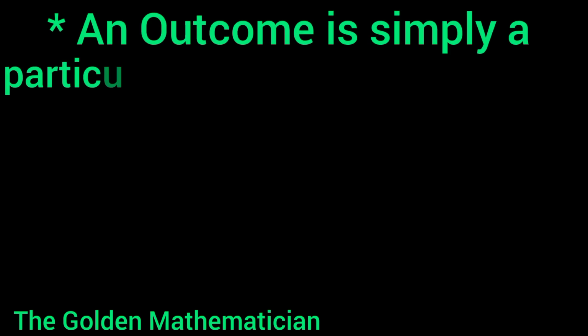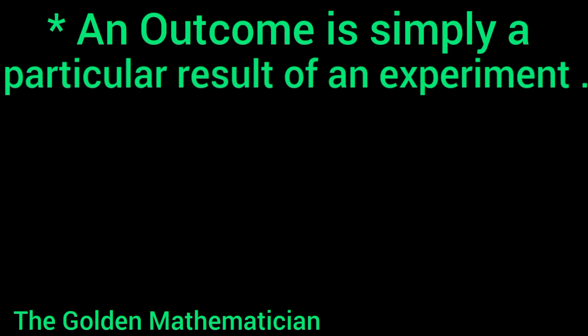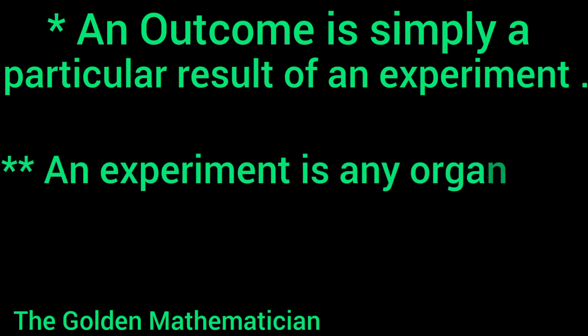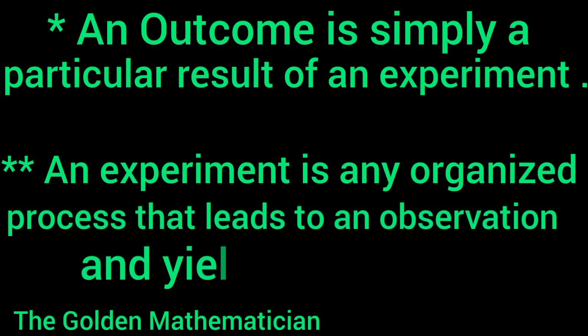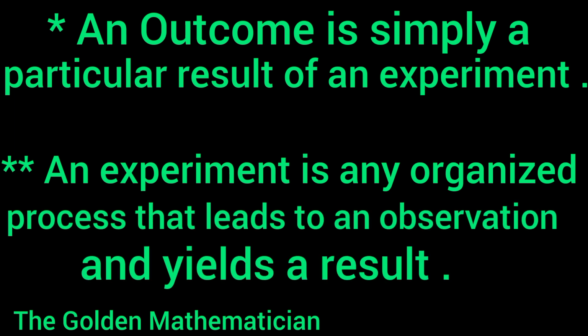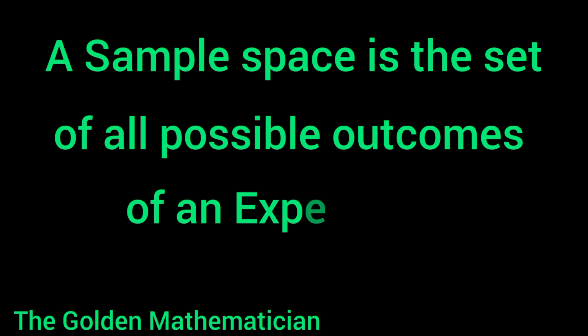Before we go further, I would like you to get familiar with the following terminologies. An outcome is simply a particular result of an experiment. And what is an experiment? An experiment is any organized process that leads to an observation and yields a result. What is a sample space? A sample space is the set of all possible outcomes of an experiment.